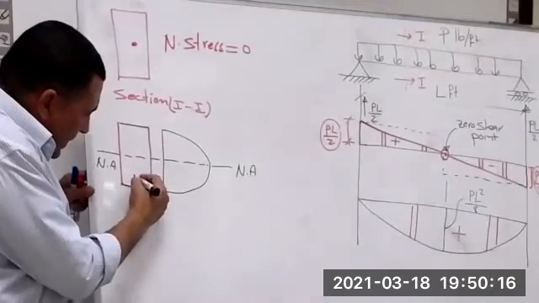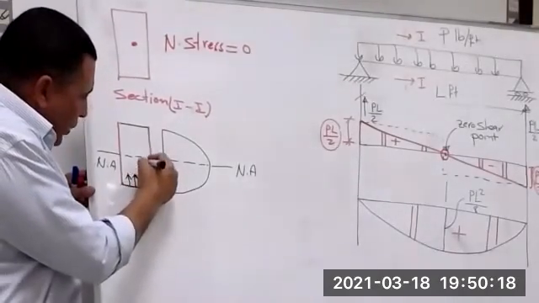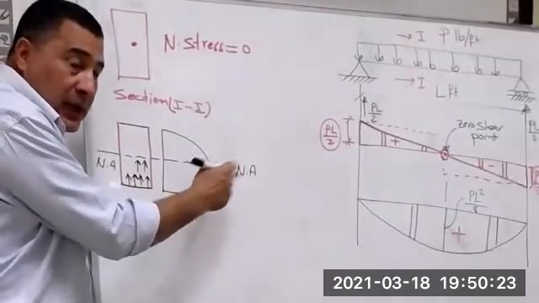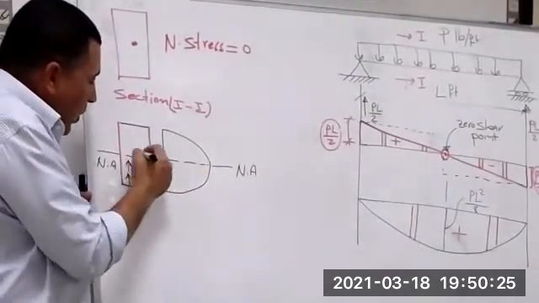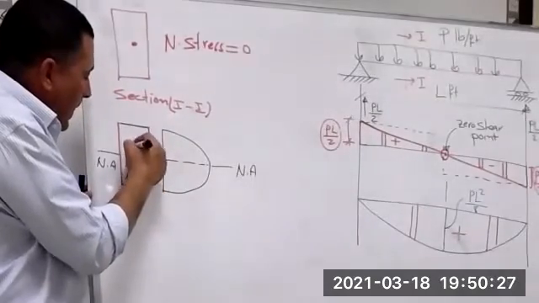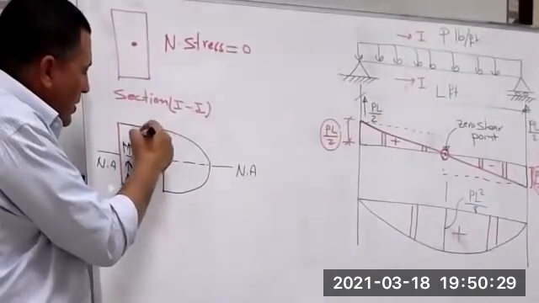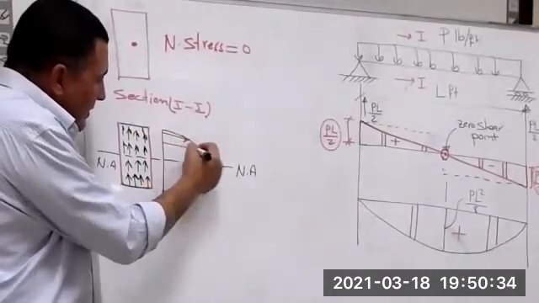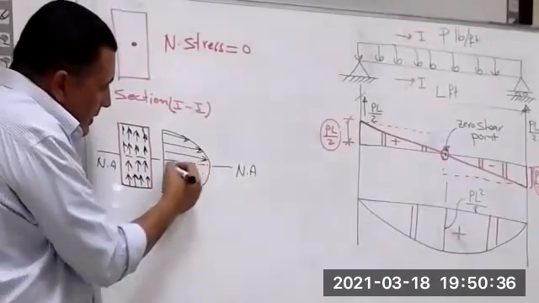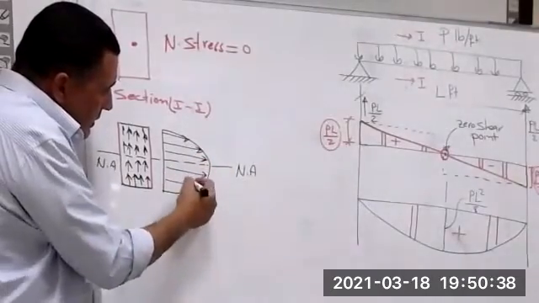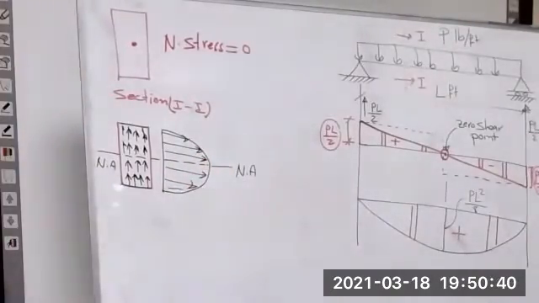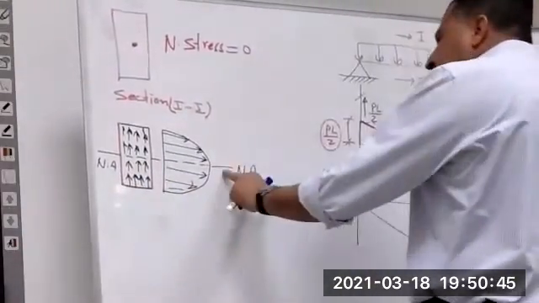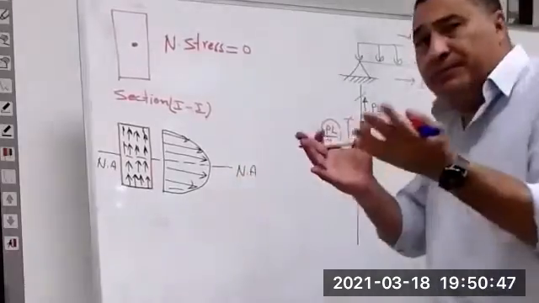Now I'm talking about stresses. It will be maximum on the neutral axis, and it will go again to 0. If you have a rectangular section, this is the shear stress diagram.